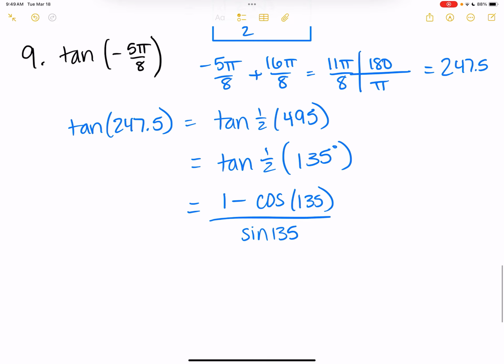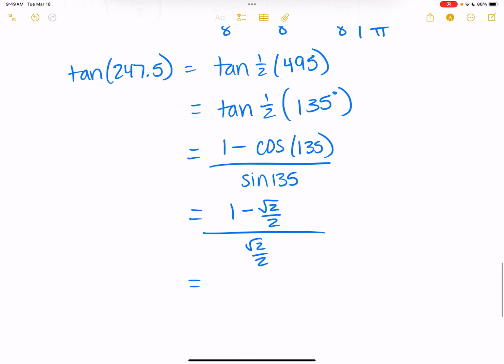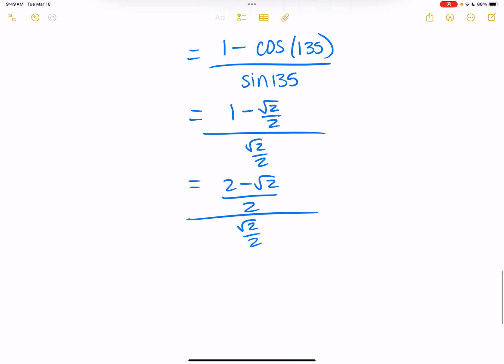All right, what's the cosine of 135? Negative square root of 2 over 2, Mason. Sine of 135? Root 2 over 2. So I'm going to have 2 minus root 2 over 2, all divided by root 2 over 2. Keep, change, flip: 2 minus root 2 over 2 times 2 over root 2.